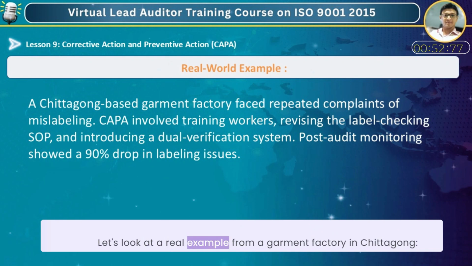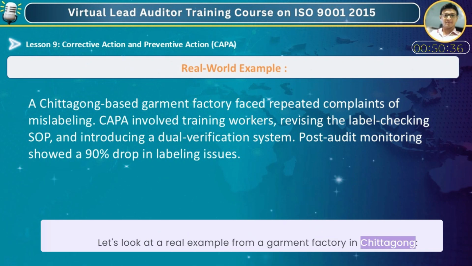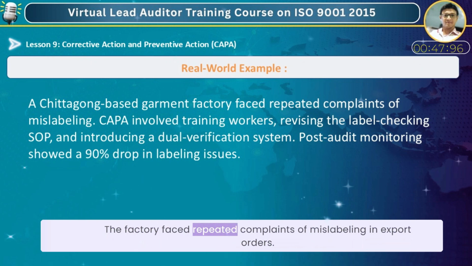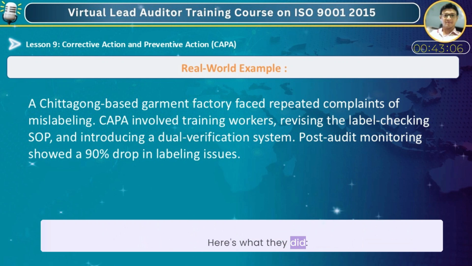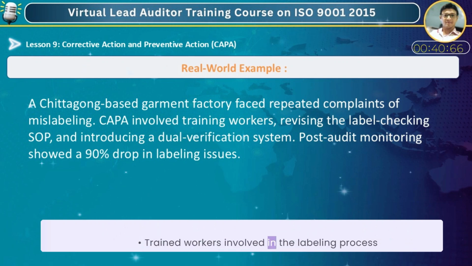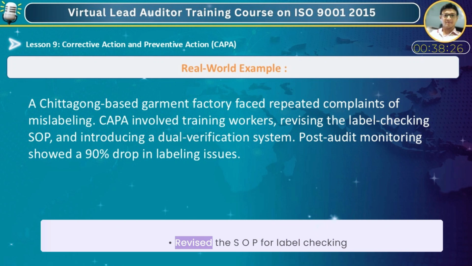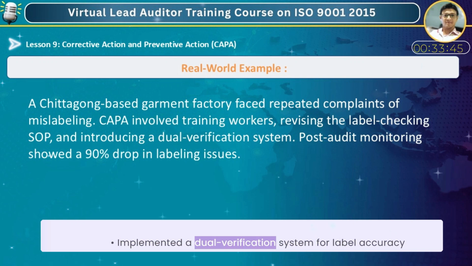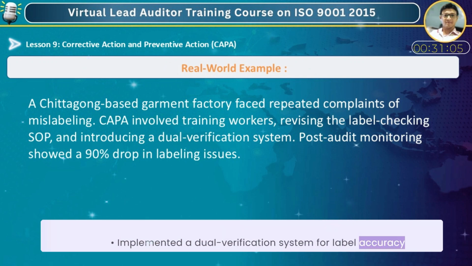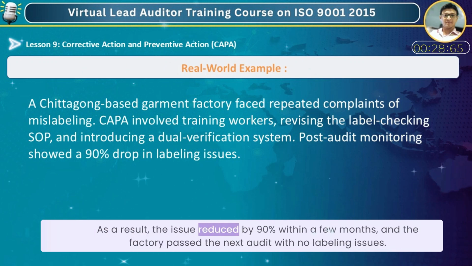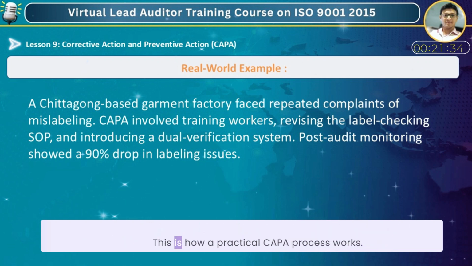Let's look at a real example from a garment factory in Chittagong. The factory faced repeated complaints of mislabeling in export orders. Here's what they did. Trained workers involved in the labeling process. Revised the SOP for label checking. Implemented a dual verification system for label accuracy. As a result, the issue reduced by 90% within a few months, and the factory passed the next audit with no labeling issues. This is how a practical CAPA process works.